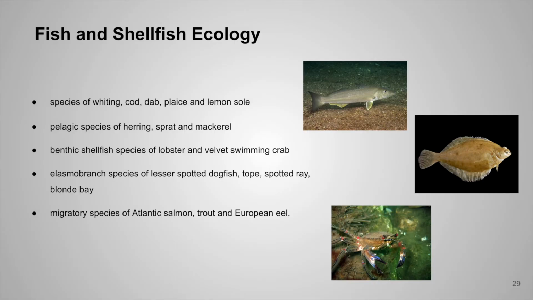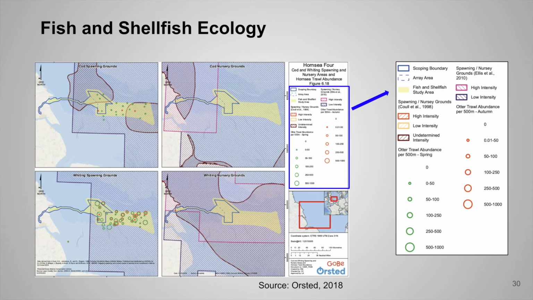Fish and shellfish ecology. A total of 84 fish species are found in this area, some of which are commercially important. The key fish and shellfish within the study area are identified as follows: demersal species of cod and dab, pelagic species of herring and sprat, benthic shellfish species of brown crab and lobster, elasmobranch species of lesser spotted dogfish, migratory species of Atlantic salmon, trout and European eel, and many others. As shown in this image, spawning grounds for other species coincide with the Hornsea 4 array. However, these are generally part of a far larger spawning area that covers large parts of the southern North Sea.